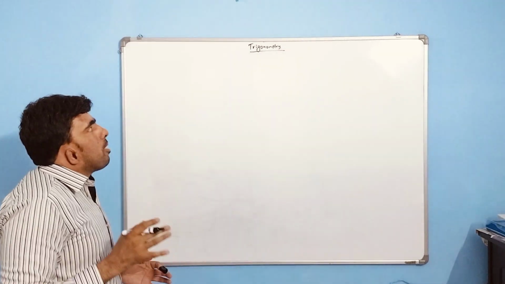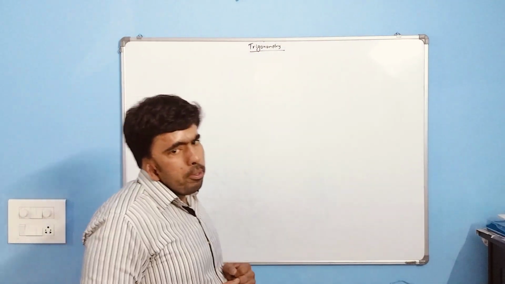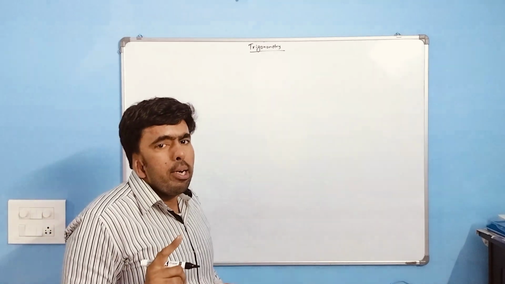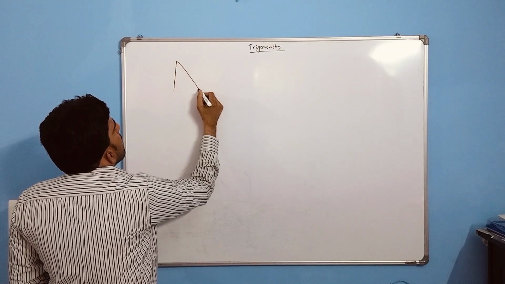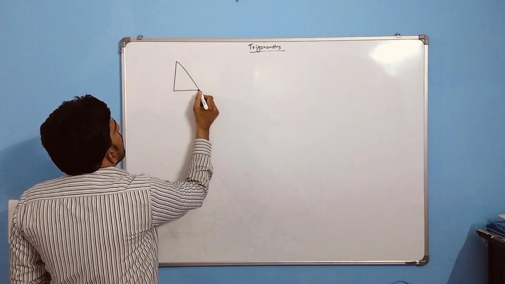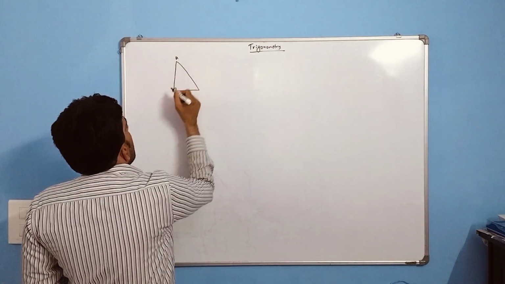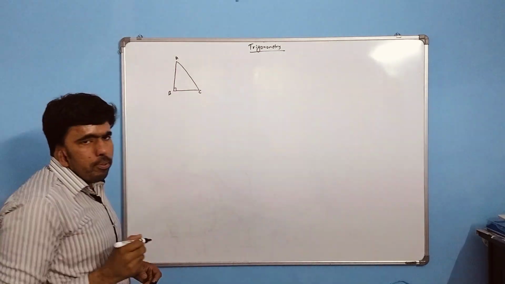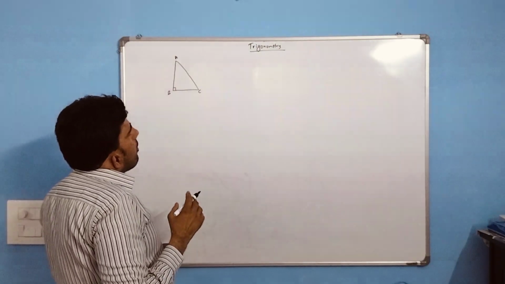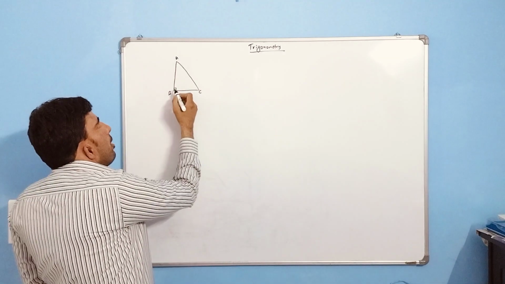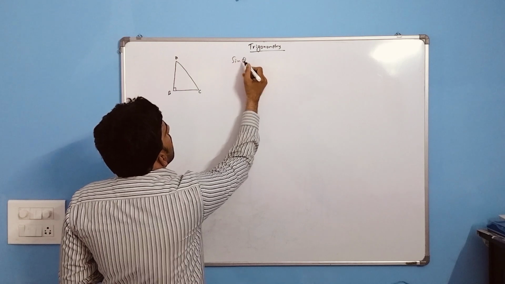In trigonometry, this concept is applied only on one type of triangle, that is the right triangle. So here I will draw one triangle that is 90 degrees. Let us say we label it A, B and C. This triangle is very unique in one way, that it has one angle of 90 degrees. Now we'll learn about ratios.